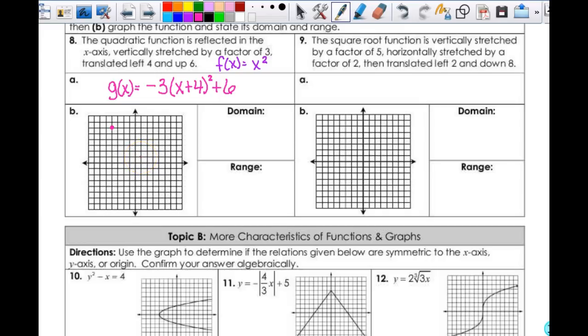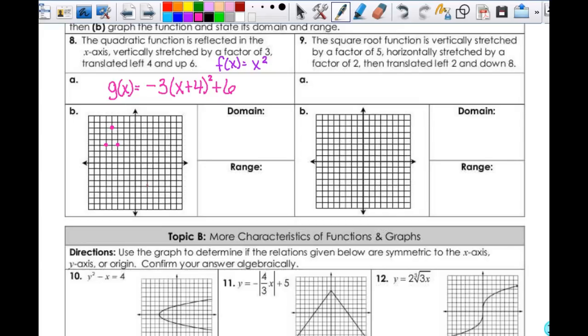Then 1, 1 is one of my anchor points. I'm going to reflect it in the x-axis, so it ends up here. Vertically stretched by a factor of 3, so I end up here. Go left 4, 1, 2, 3, 4, up 6, 1, 2, 3, 4, 5, 6. There's symmetry, so there's my other point. Then 2, 4 is a point. I'm going to reflect it in the x-axis, so it ends up down here.